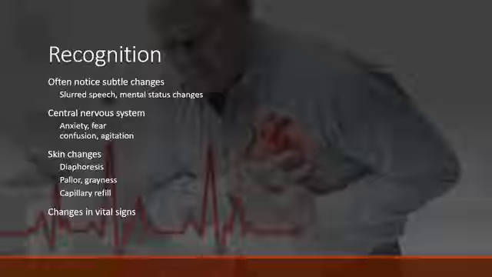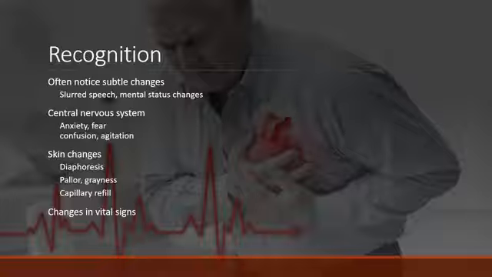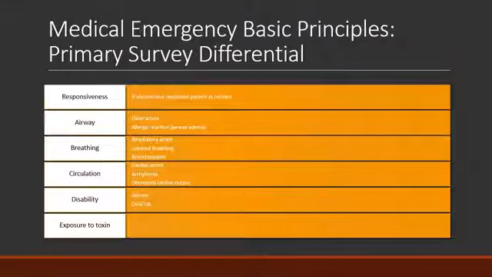Remember that the central nervous system is usually affected by these, so we can see things like anxiety, fear, confusion, agitation that can really help mimic and cause some of these potential problems. We can see changes within the skin, things like diaphoresis, they're sweating, they're pale, they look gray or they look green, they've got poor perfusion, slowed capillary refill, or if we've got monitors on, we see big changes in vital signs.